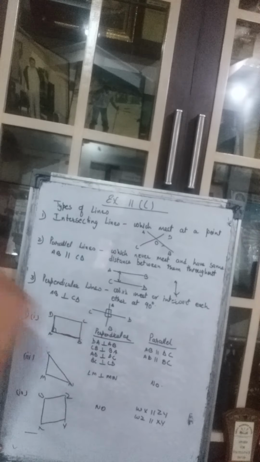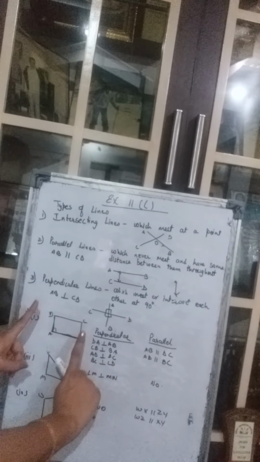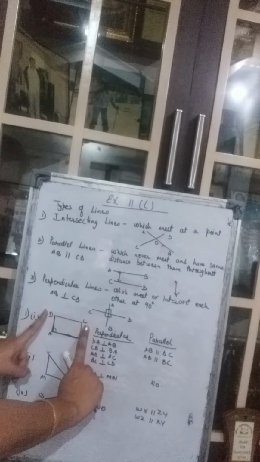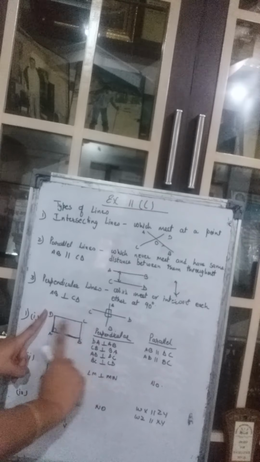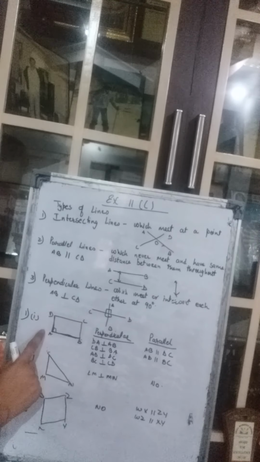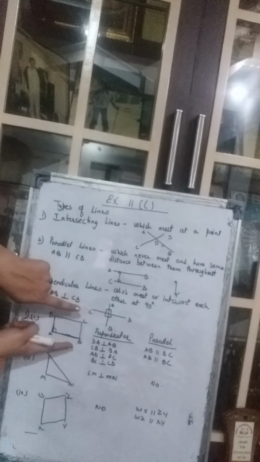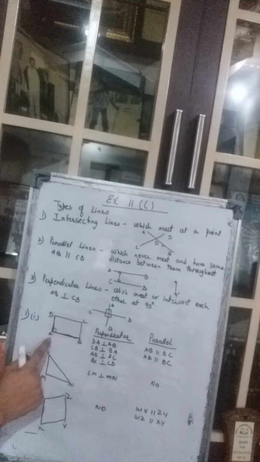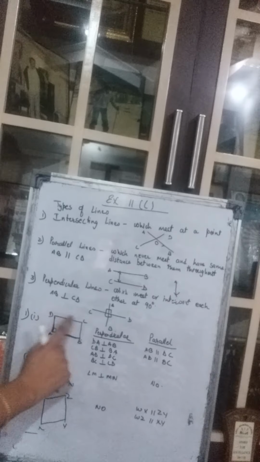Now we come to the parallel lines. Which are the parallel lines? See, these two are parallel lines because they are not meeting with each other and they are having the same distance between them. And these two lines are also parallel. So this AB is parallel to DC.